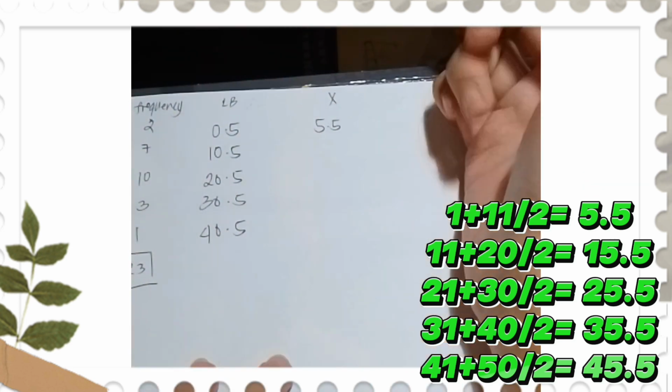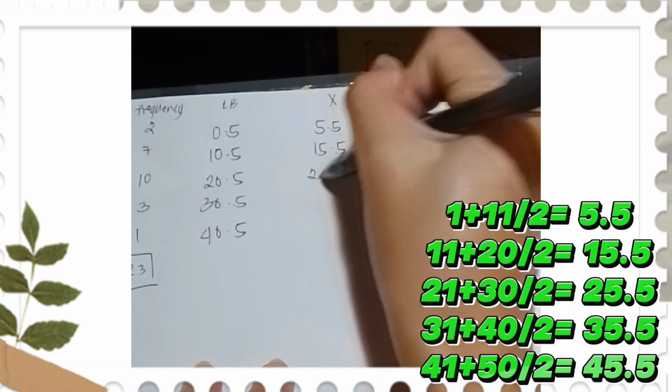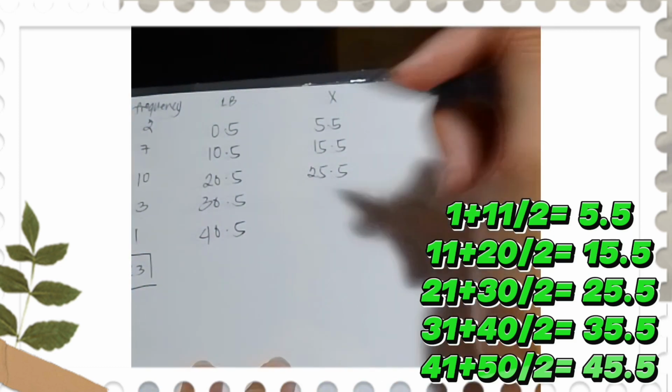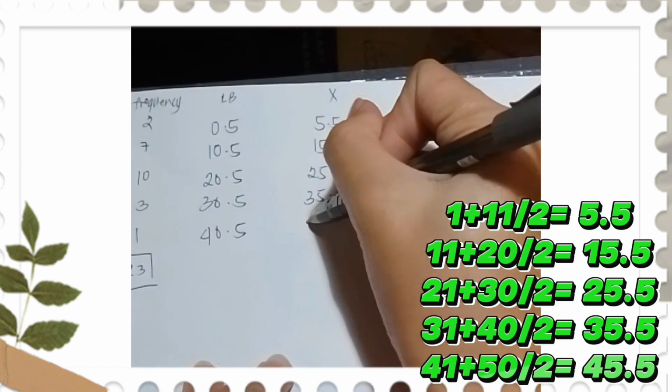Then 11 plus 20 divided by 2 is equal to 15.5. Then 21 plus 30 divided by 2 is equal to 25.5. Then 31 plus 40 divided by 2 is equal to 35.5. And lastly, 40 plus 50 divided by 2 is equal to 45.5.